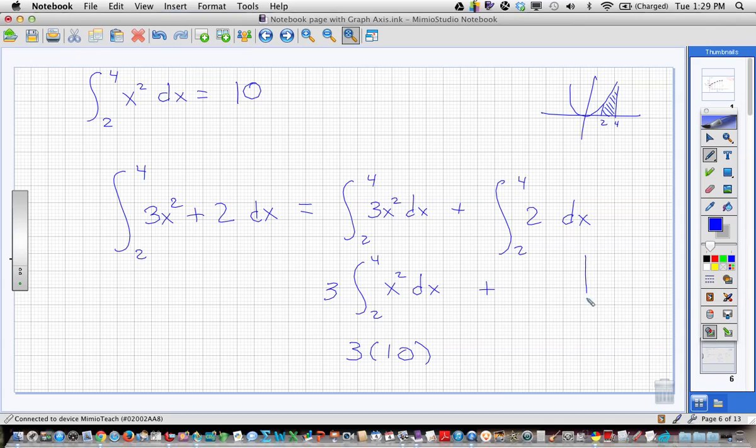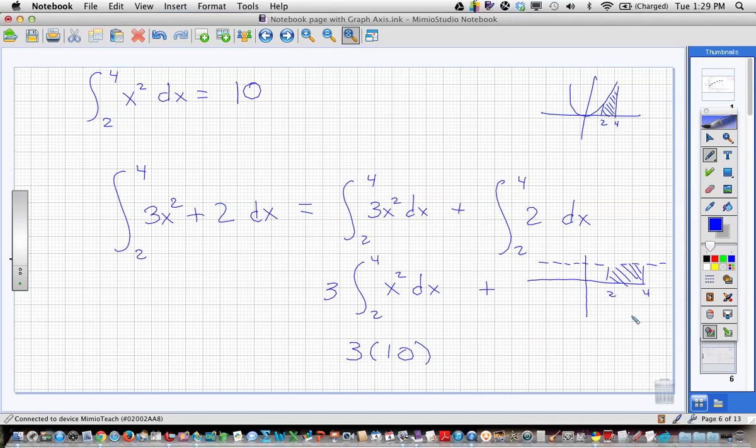I say that we could draw that, right? That is the function y equals 2. So that is a horizontal line up here at 2, and we want the area from 2 to 4. So what's that going to be? 4, right? It's too tall and too wide.